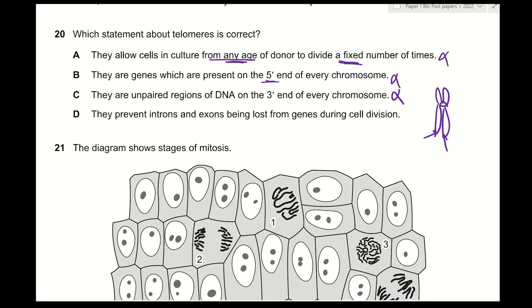D. They prevent introns and exons being lost from genes during cell division. Now, exons and introns, we're going to discuss them in the next few questions. But here, in general, it says it prevents genes being lost during cell division. This is correct. As we said, it protects the chromosome from gene loss and gene shortening. Therefore, the correct answer is going to be D.